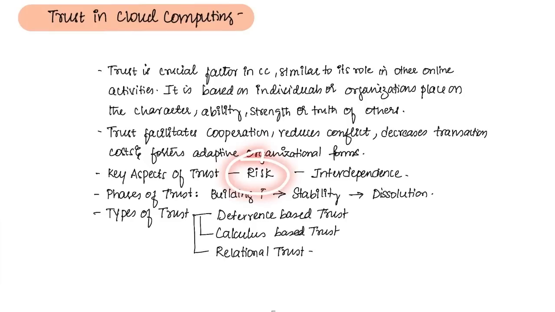First one we have is risk. So trust is built on the perception of risk. That is, uncertainty about potential loss will make trust necessary. So if there is a risk, you'll think about the trust aspect, right? So without risk, there would be no need for trust.